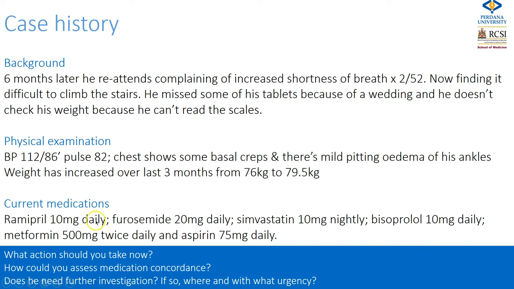His current medication now is ramipril 10 mg daily, furosemide 20 mg daily, simvastatin 10 mg nightly, bisoprolol 10 mg daily, metformin 500 mg twice daily, and aspirin 75 mg once daily. What action should you take now? How could you assess his medication concordance? Does he need further investigation? If so, where and with what urgency?